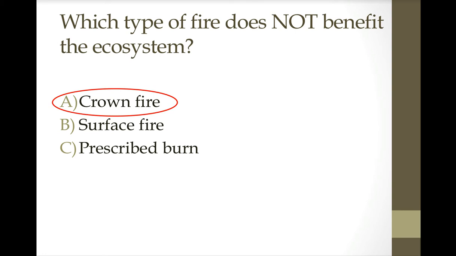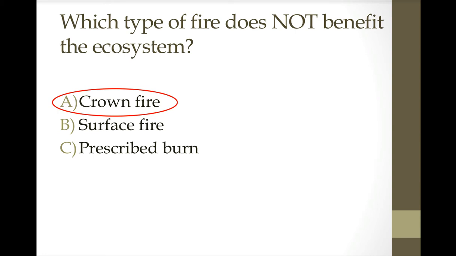So crown fires do not benefit the ecosystem. They actually destroy forests. Surface fires benefit the ecosystem because they clear out the underbrush, they return nutrients to the soil, and they allow certain seeds that require fire for germination to be able to germinate and grow new trees.